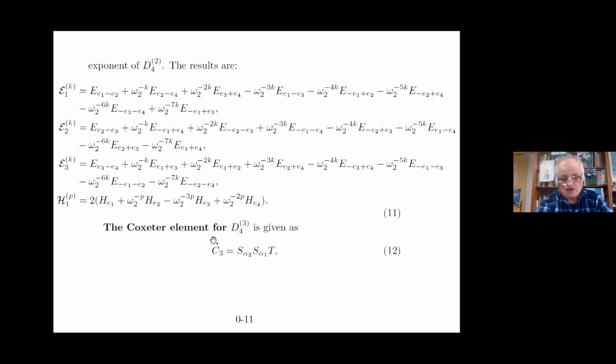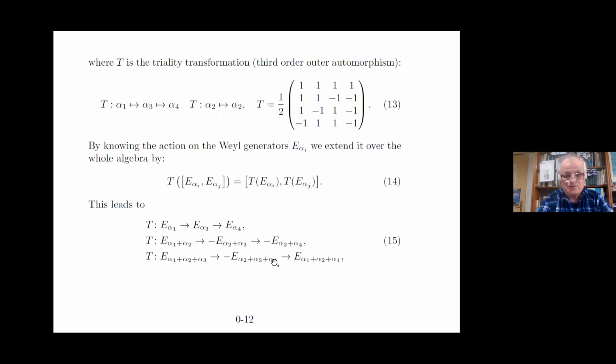Finally, the Coxeter element for D4 with triality is given by this composition, two Weyl reflections with respect to the simple roots alpha 2 and alpha 1 times the triality transformation. And the triality transformation is such that it transfers the simple root alpha 1 into alpha 3 and then into alpha 4 and back to alpha 1.